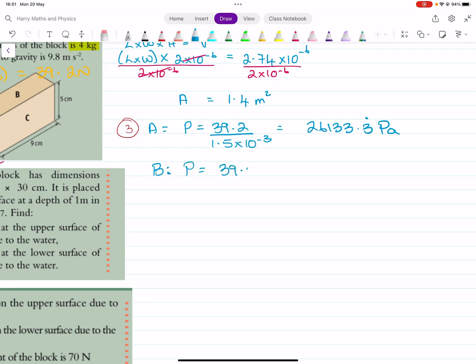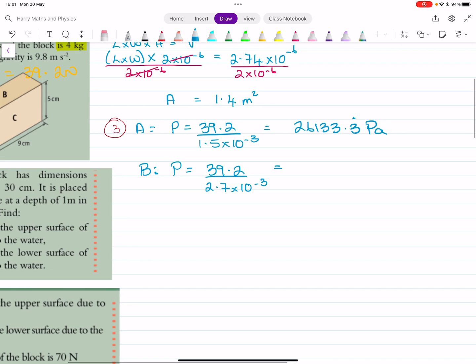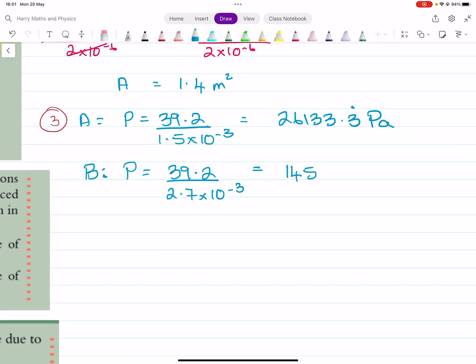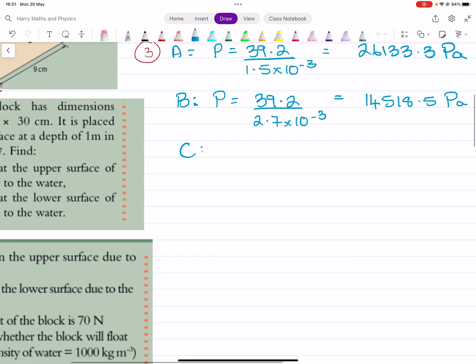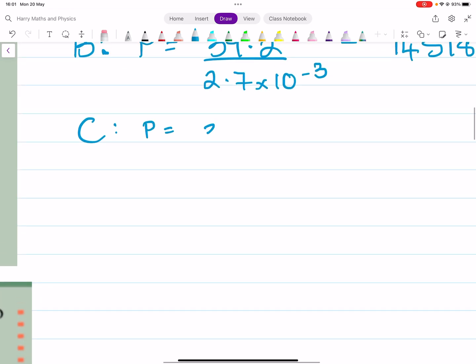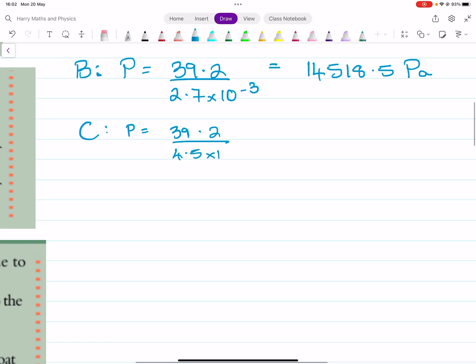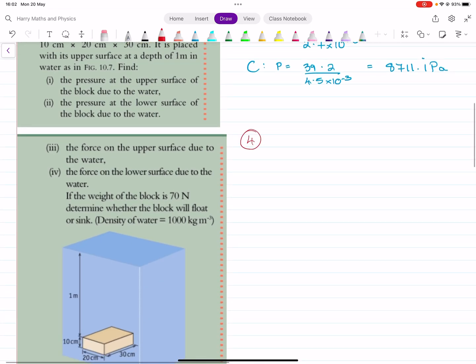Okay, then for B, it's still 39.2 because it's the same block. But on B, it's got a bigger area, 2.7 by 10 to the minus 3. So 39.2 divided by 2.7 by 10 to the minus 3 is, so bigger area, you'd expect less pressure, and it is 14,518.5 pascals. And then C is the biggest area of all, which means you'd expect the smallest pressure. Sorry, it's very hoppy. So it's 39.2, and then the area of C is 4.5 by 10 to the minus 3. So that is 39.2 divided by 4.5 by 10 to the minus 3, and we're getting 8711.1 recurring pascals.